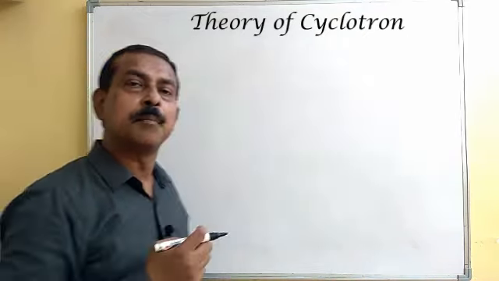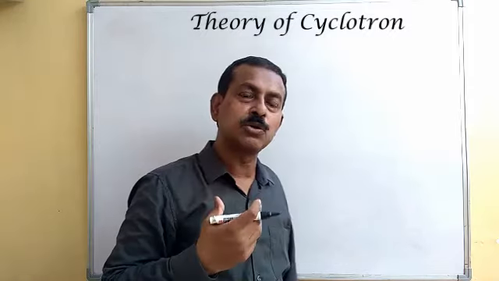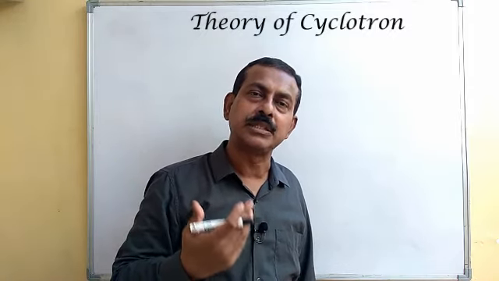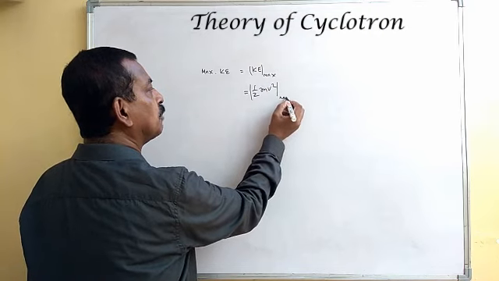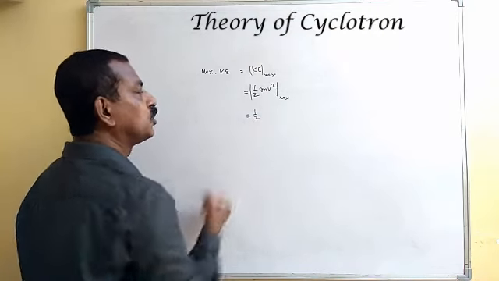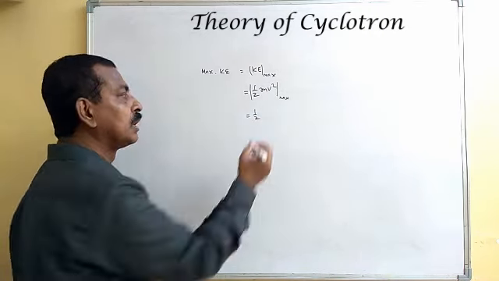Next is the maximum kinetic energy possessed by the charged particle. That means in the cyclotron, how much maximum energy the charged particle can possess. So the maximum kinetic energy of the charged particle will be the maximum value of the kinetic energy. So it is half m v square, maximum value. That is half m.